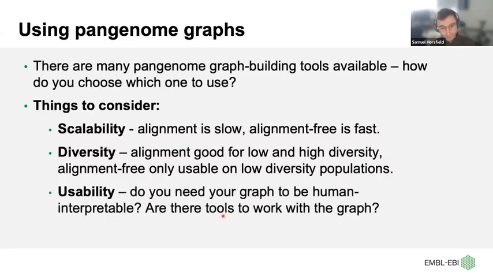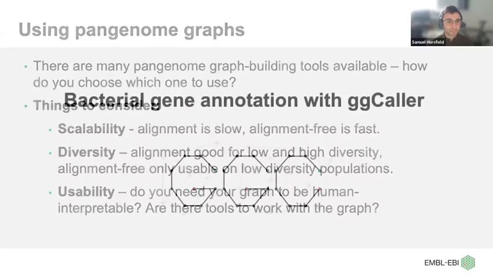You also have to think about usability. Do you need your graph to be human interpretable? So, for example, cactus graphs are quite difficult to read and understand. Also, are there tools available to help you work with the graph? The VG Toolkit is super useful for manipulating any kind of variation graph that you could possibly need, and it's why it's so popular as a tool to work with pangenome graphs.